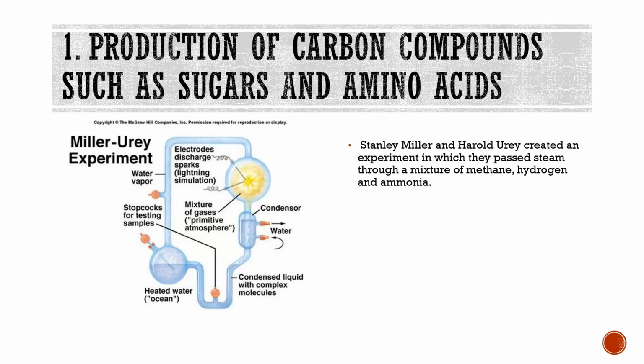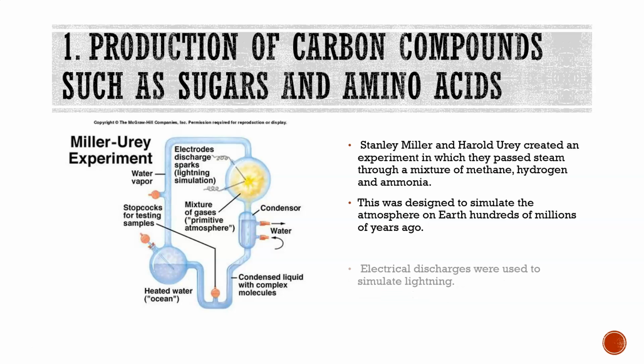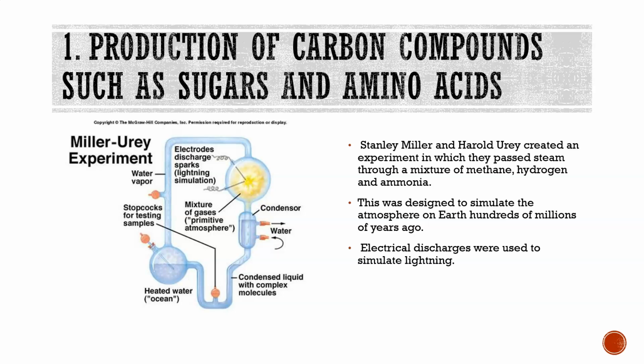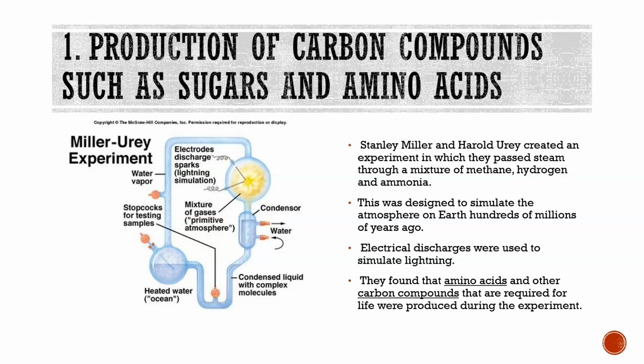So Stanley Miller and Harold Urey created an experiment in which they managed to pass steam through a mixture of methane, hydrogen and ammonia. This is designed to simulate that first atmosphere on our Earth many years ago. With some electrical discharges that would have simulated lightning, they managed to create amino acids and carbon compounds that are required for life. So they were formed through this experiment.